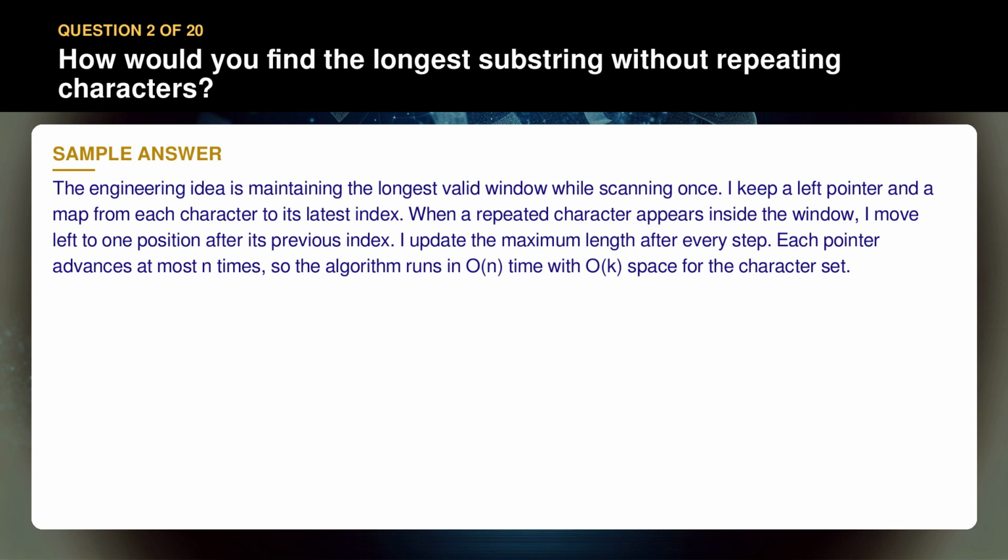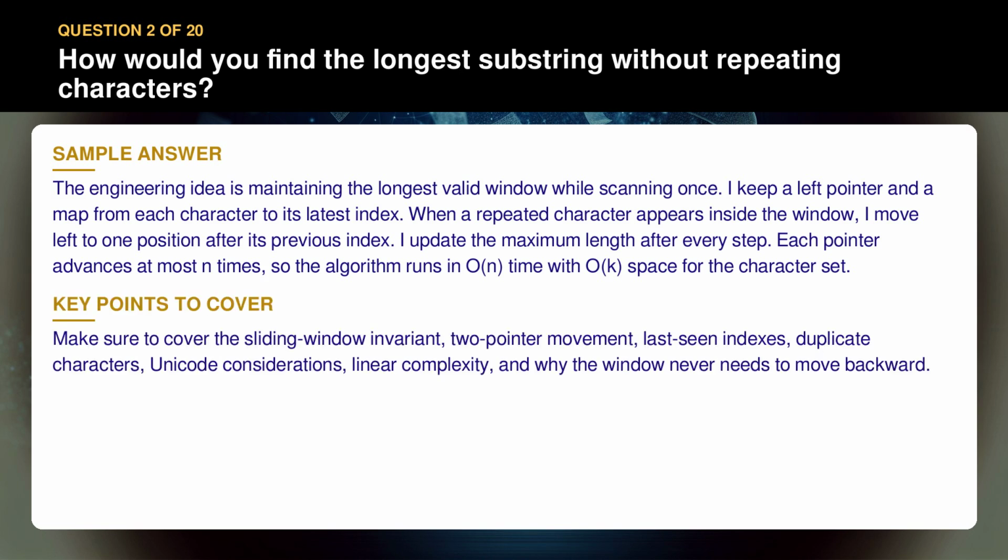Each pointer advances at most n times, so the algorithm runs in O(n) time with O(k) space for the character set. Make sure to cover the sliding window invariant, two-pointer movement, last seen indexes, duplicate characters, Unicode considerations, linear complexity, and why the window never needs to move backward.